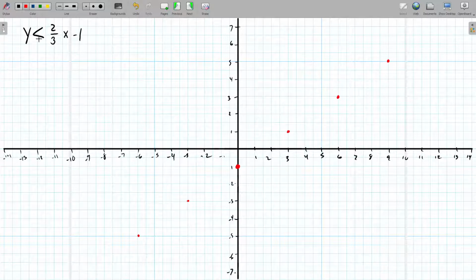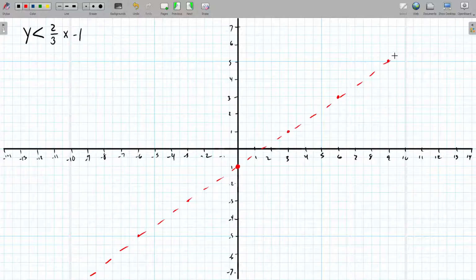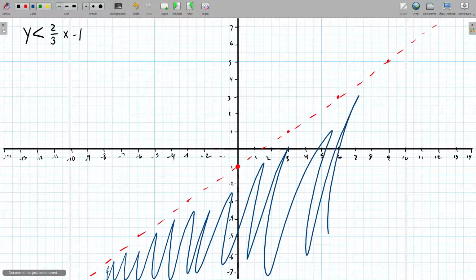Now, with this being less than, not less than or equal to, instead of doing that solid line like we did in the last couple of examples, we're going to do a dashed line. This designates that our equation is not equal to this line. We are less than this line. We aren't equal to it, we're only the things below it. So we still need to shade, and we need to shade the things below it. So below the line is everything below it, just like this.